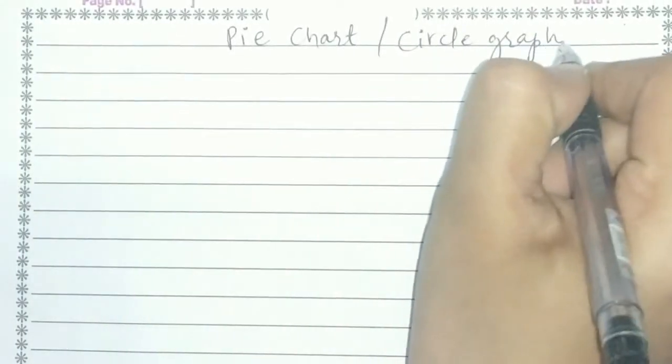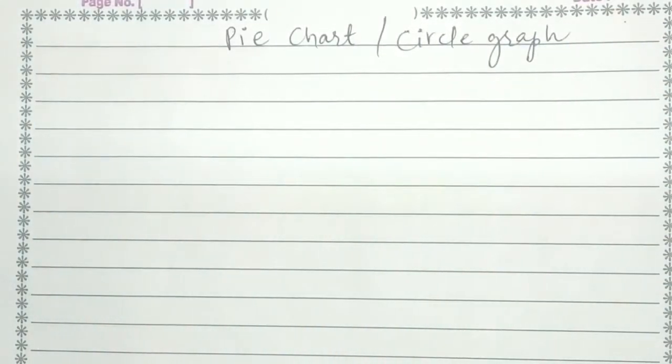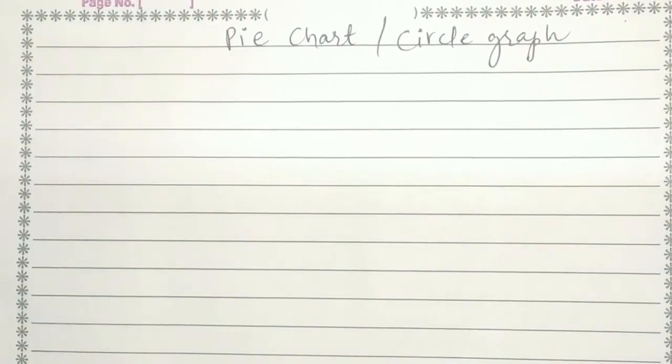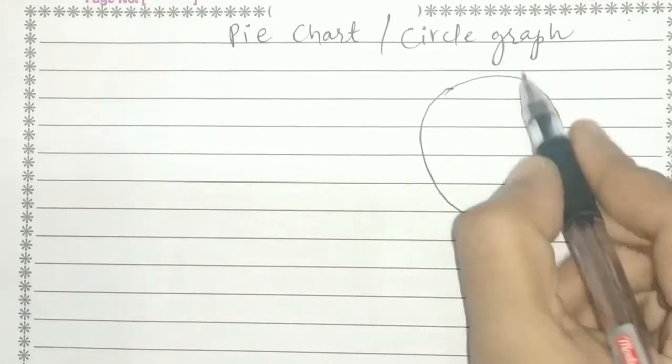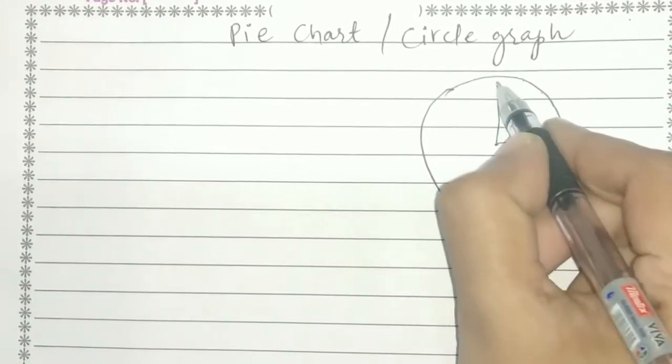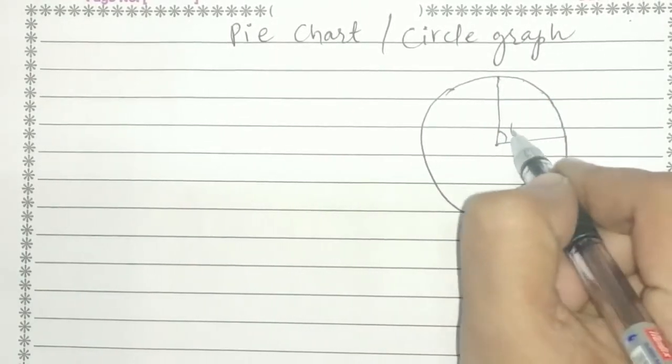Welcome back, dear students. So today we are going to see about pie chart, or you can also say it as a circle graph. So we know that you might have seen the pie chart which represents like this format. Suppose this is going to be 60.